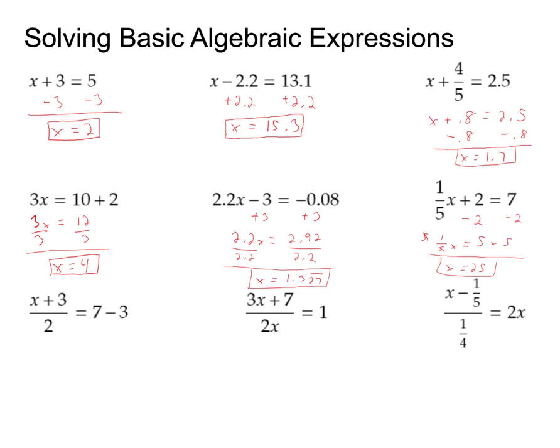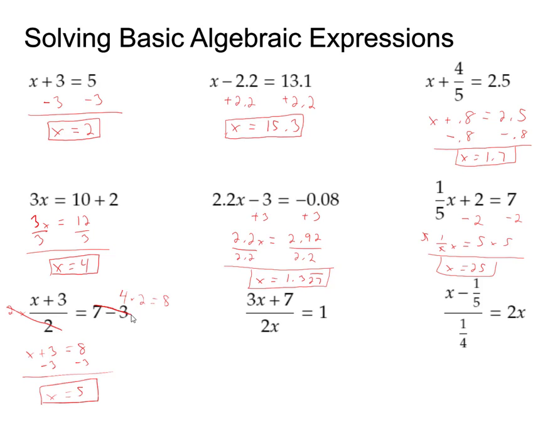In the last row, we have x plus 3 over 2 is equal to 7 minus 3. So what we're going to do is simplify this a little. So 7 minus 3 we can simplify just to 4. Then we're going to multiply both sides by 2. So the 2's are going to cancel, and then we're going to be left with 8. So we have x plus 3 is equal to 8. We'll subtract 3 from both sides, and that'll give us our final answer of x is equal to 5.